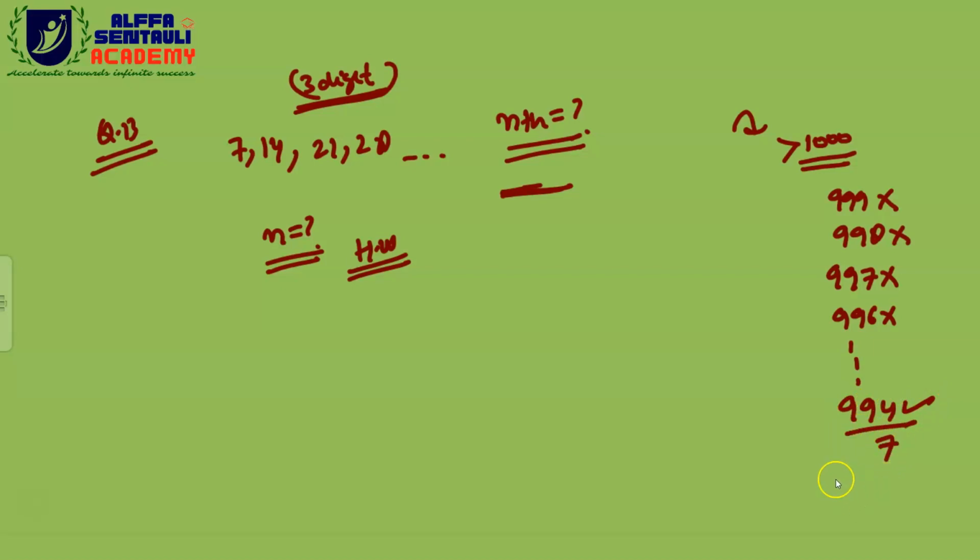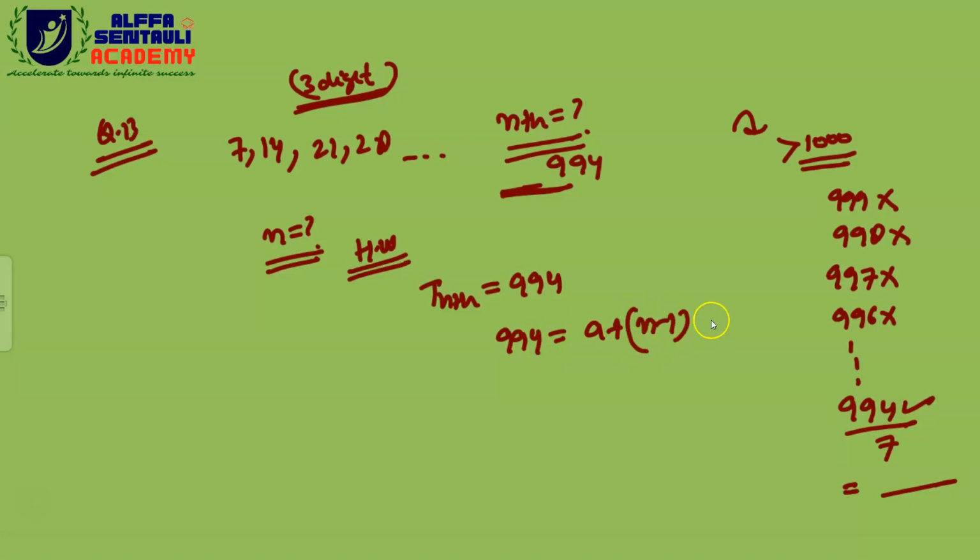If you divide, you will get how much? One something. Correct. So this number is 994. So what should come here? You should get 994. Now if you know what is your nth term, nth term is 994. Then 994 must be equal to a plus n minus 1 into d. You know the value of a is 7. Common difference is what? This is also 7. Get the value of n. Now can you solve? Yes, I can.